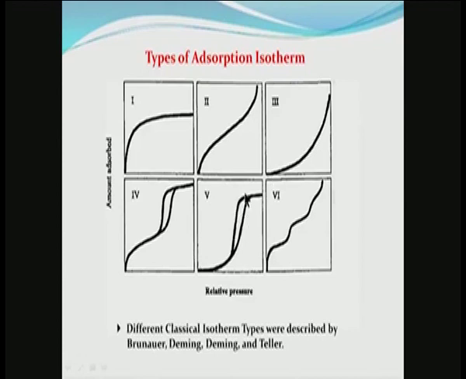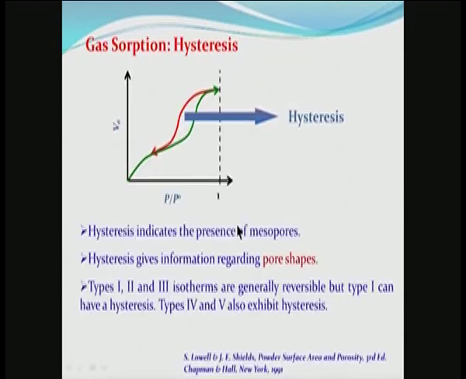This hysteresis occurs because when there are pores present, getting the gas out of the pores as the pressure is reduced causes this hysteresis. So, hysteresis indicates the presence of mesopores, that is pores with dimensions between 2 and 50 nanometers, and hysteresis also gives information regarding the pore shapes. I will come to that.